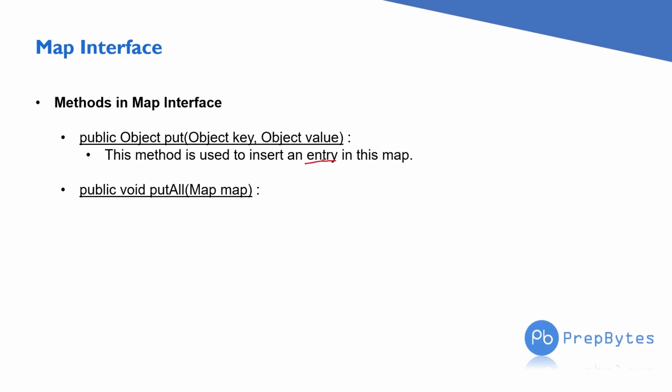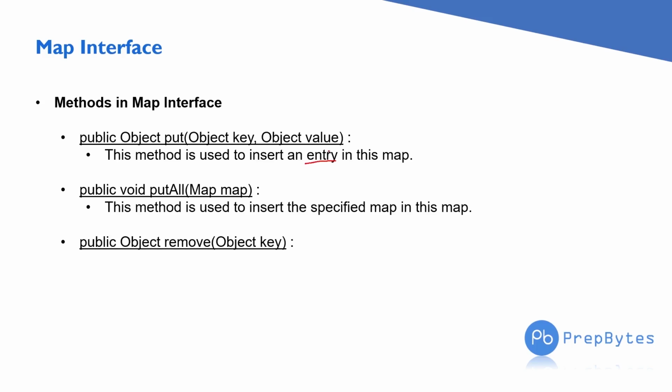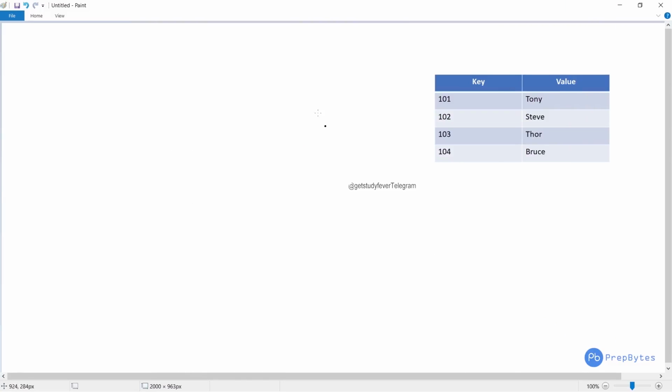Correct. Next point, putAll. If you want to insert another map into this map, you can also do that using putAll method. Next is remove. If you want to delete an entry for a specified key. Now how this works, let's see. For example, I want to remove Thor.